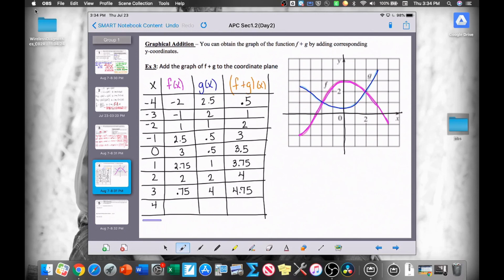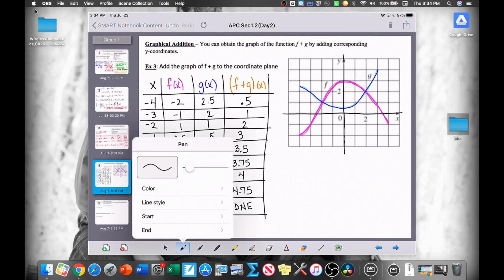And then finally, when x is 4, f of x has a value of -1, but g of x does not have a value. The graph does not exist. DNE, does not exist, when x is 4. So you can't add two functions together in a location where one of the functions does not exist. So this is also not going to exist on my combination, my addition combination function.